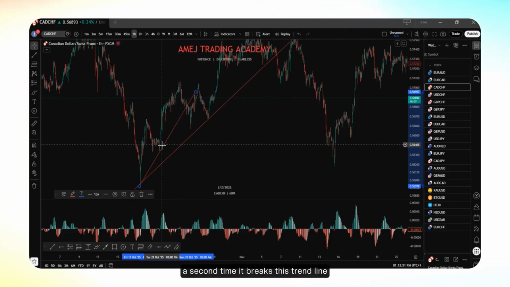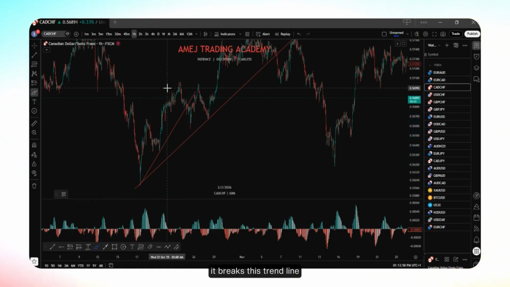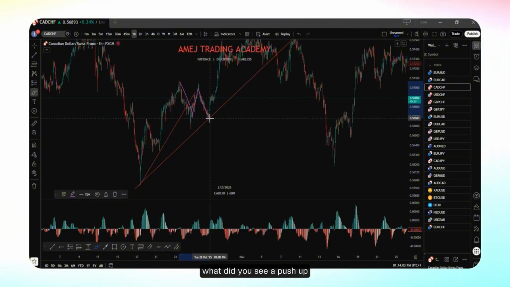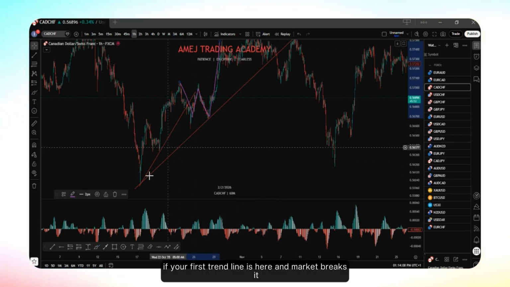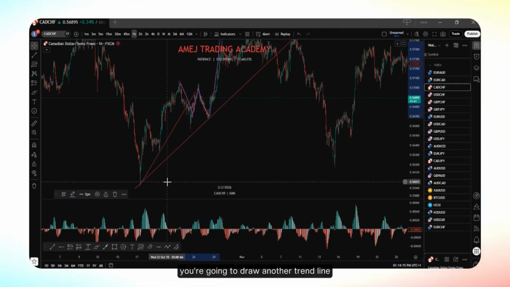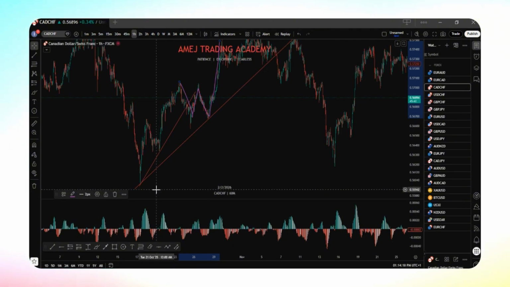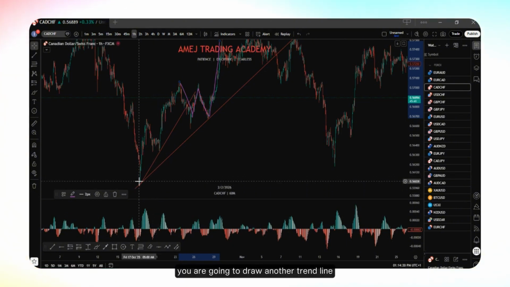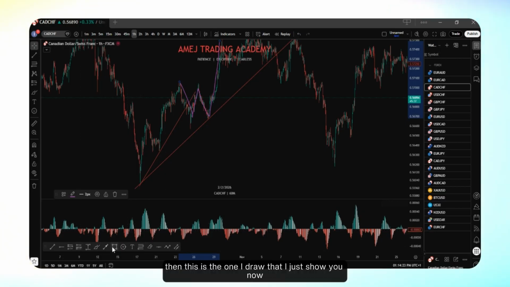It comes a second time, a third time, and it breaks this trend line. Then you go up and come again. What did you see? It pushes up. So from here now, if your first trend line is here and market breaks it, you are going to draw another trend line. Then this is the one I drew that I just showed you.